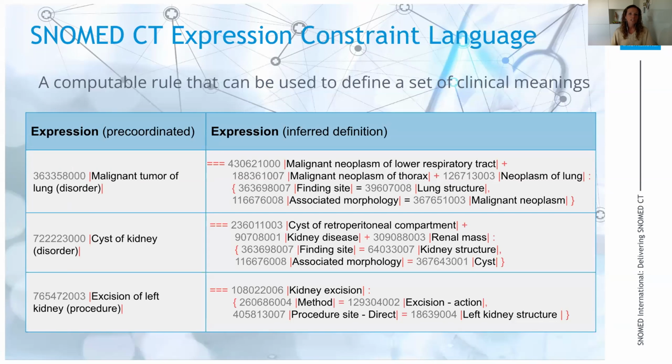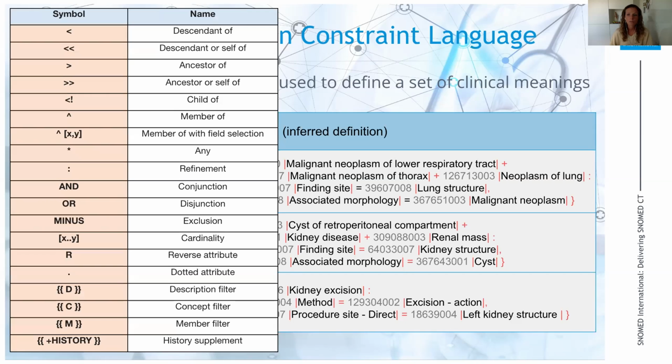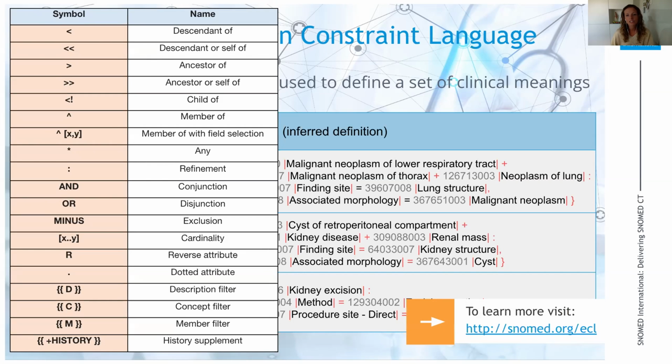So where each expression represents a single clinical idea, an expression constraint is a query that is used to identify a set of clinical ideas or clinical meanings. And the expression constraint language builds on the compositional grammar, but it includes a wide range of other symbols, such as the ones you see in this table here. We also have a specification and guide for this language, and you can access it via the URL you see on this slide. The guide includes detailed examples of the features supported by the expression constraint language.